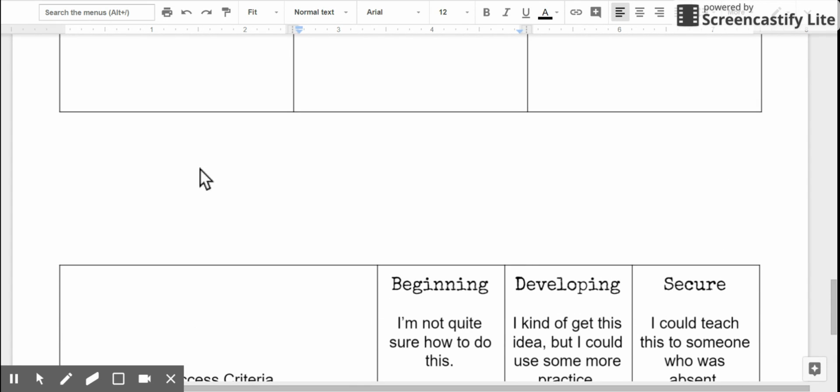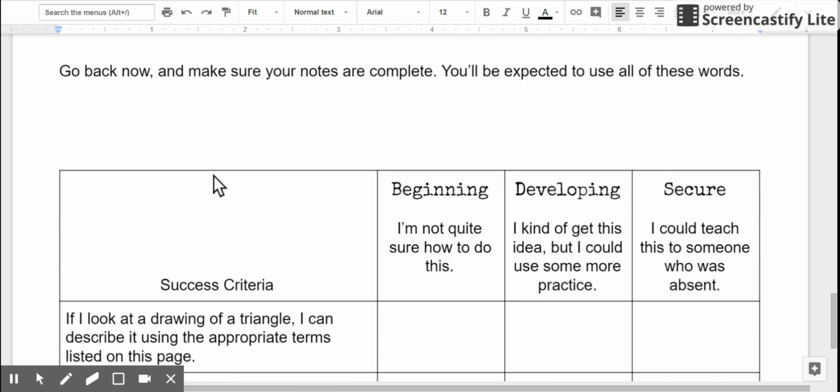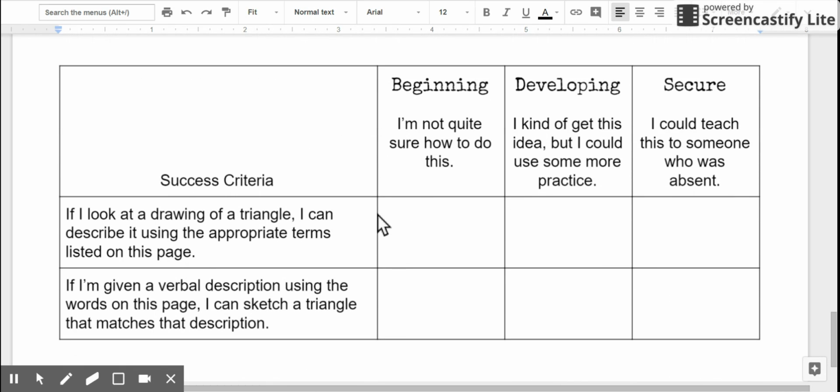If you missed any of those sections, please go back now and make sure your notes are complete. You'll be expected to use all of these words. Once you've done that, please complete the success criteria table at the bottom of your paper.